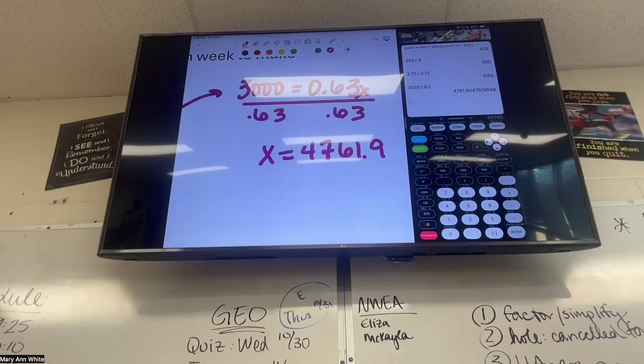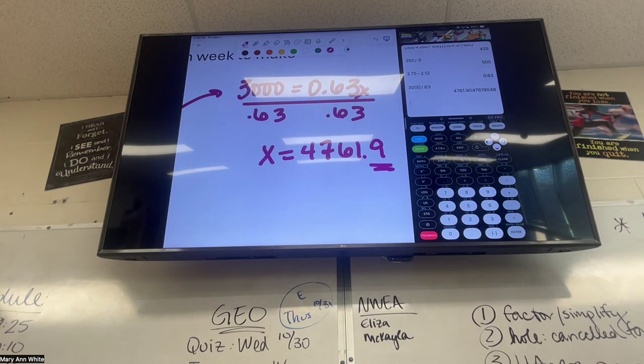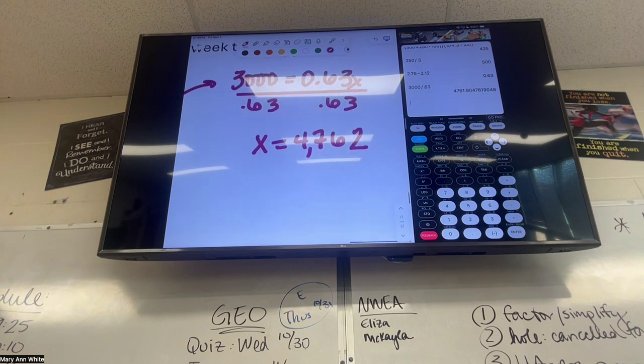Okay, can I sell 0.9 of a hat? No. Am I going to round down or round up? We're going to round up. I have to sell that 0.9 of a hat to get equal to that 2.75. So I'm going to round up. I need to sell that whole hat in order to make a profit. So 4,762 hats.